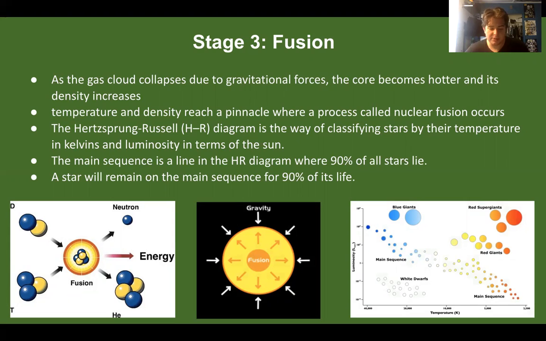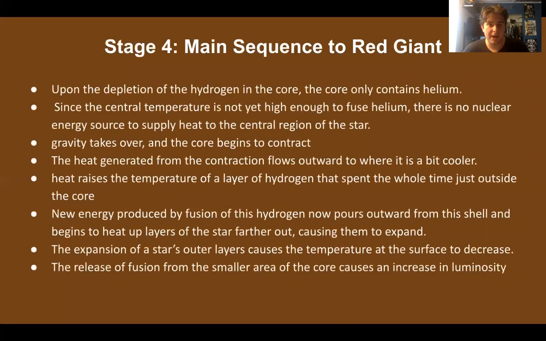It is the 10% of stars observed that are no longer fusing hydrogen which make up the stars no longer on the main sequence. These stars are also experiencing the last 10% of their life. Upon the depletion of hydrogen, the core contains helium. The helium in the core can be thought of as the accumulated ash from the nuclear burning of hydrogen during the main sequence stage. Energy can no longer be generated by hydrogen fusion, and the fusion of helium requires much higher temperatures. Since the central temperature is not yet high enough to fuse helium, there is no nuclear energy to supply heat to the central region of the star.